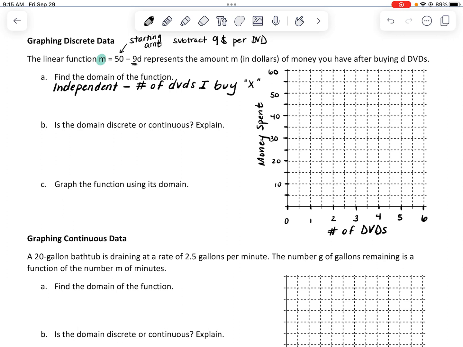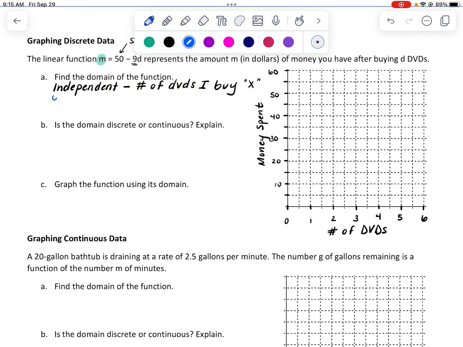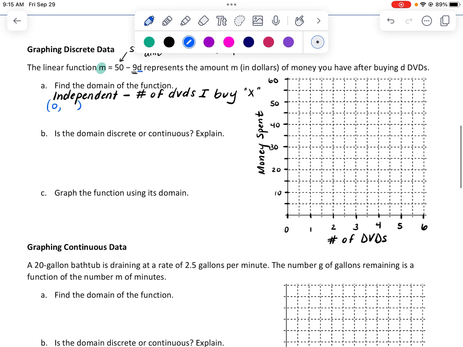Okay, so starting here, I need to figure out how to graph this. Well, what happens if I buy 0 DVDs? I'm going to write these as ordered pairs. With 0 DVDs, how much money do I have left? If I look at my equation and plug in 0 for 9D, I would have $50 left. If I buy 0 DVDs, I still have $50.